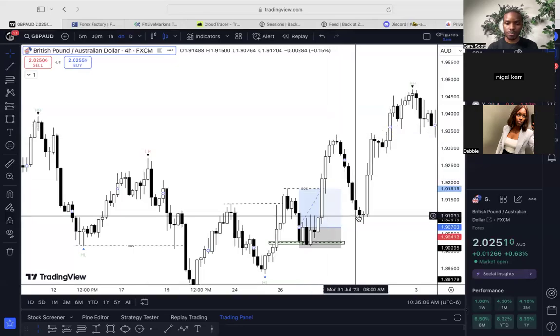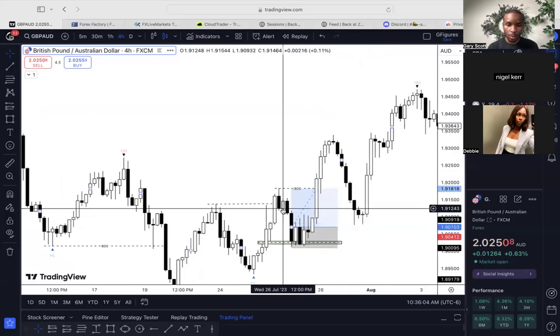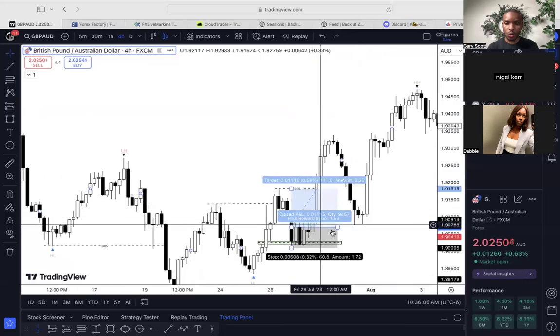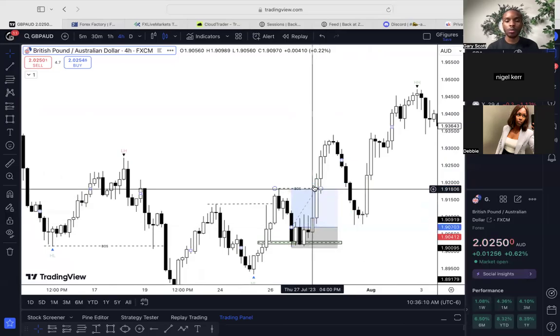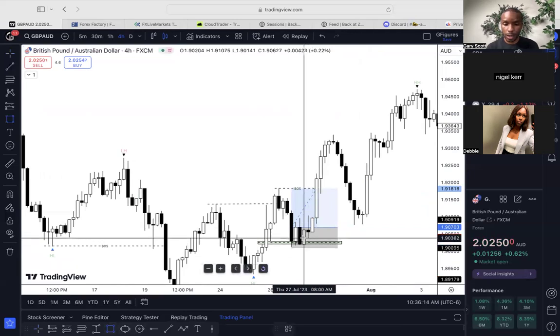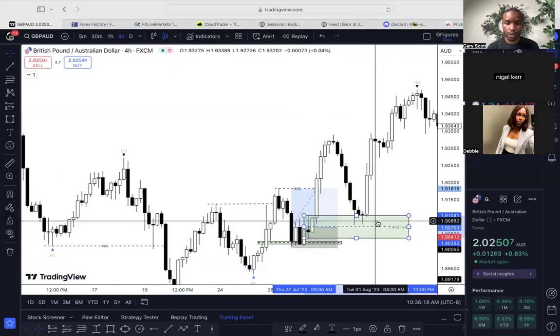What does price retest back to? The last down candle before price broke structure, which is your bullish order block. The last down candle before price broke structure, right? From the entire wick, the entire body of this candlestick gives you an order block level, right?